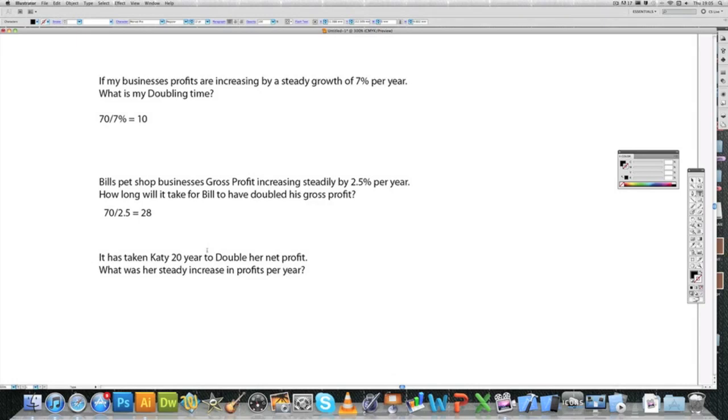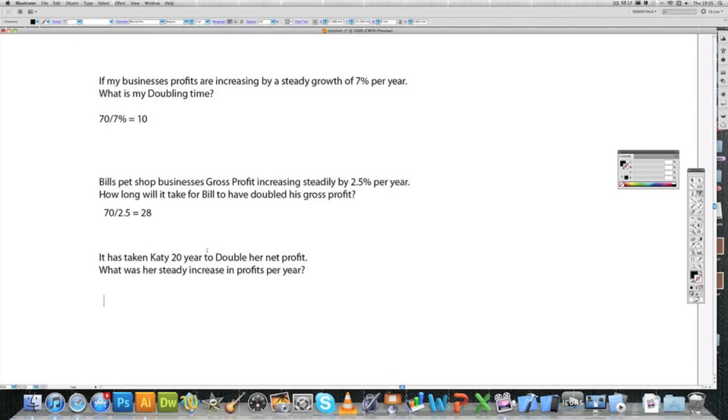Okay, so this is going to be slightly different. We're going to kind of reverse the equation. What happens if you've got the years but you haven't got the percentage rate? If we look at this statement here, it says it has taken Katie 20 years to double her net profit. What was her steady increase in profits per year? So this is quite simple. Basically all you have to do is reverse the equation.